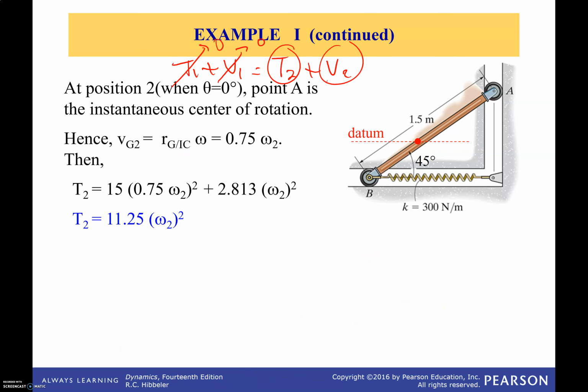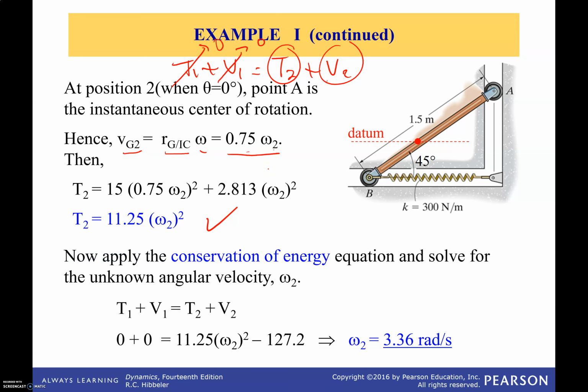We are going to use the IC, the instantaneous center of rotation. The velocity of the center of mass is the position of the IC times omega, and that gives me 0.75 omega. If you don't remember how to find this, just go back to chapter 16 where they look at how to find the IC. And now we are done, right? We can write T2. T2 is that, and then we can write our final equation and solve for omega 2.